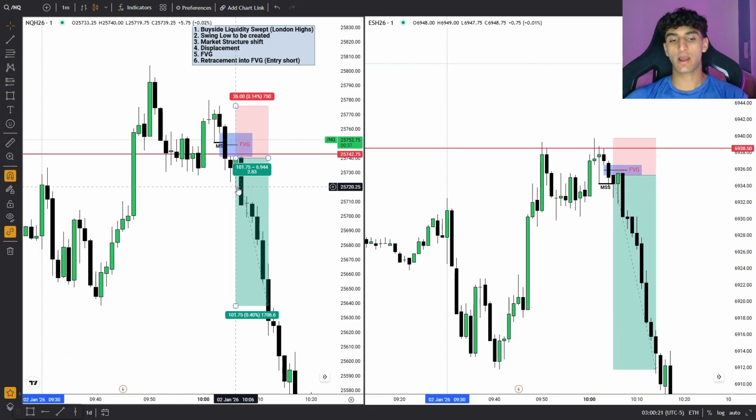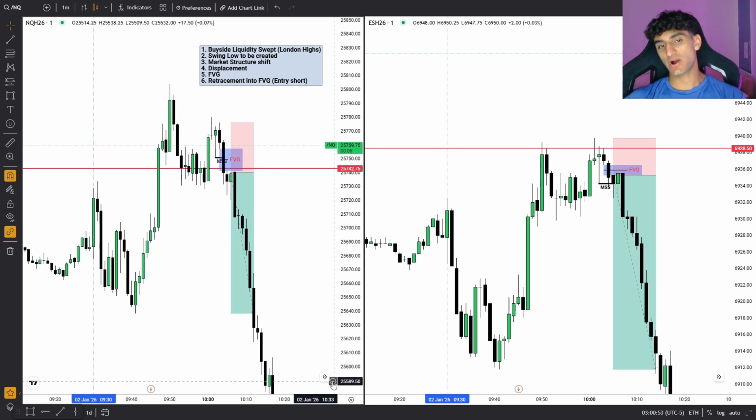Now, as you can see right here, our entry point was at 10:06, which was in the first AM macro from 9:45 all the way to 10:15. And obviously this is within the 30-minute interval. And there you have it, guys, the ICT silver bullet model right in front of you, a full breakdown from A to Z.